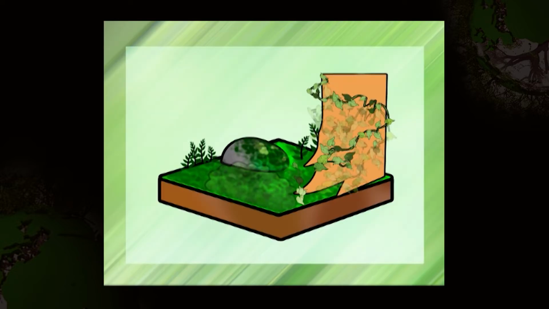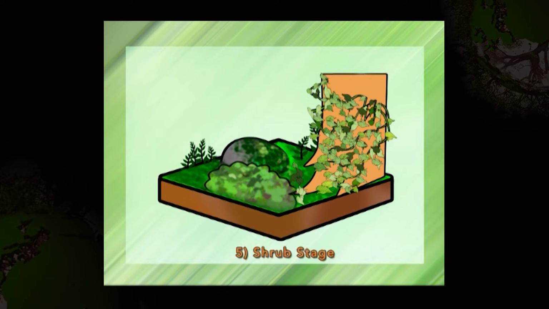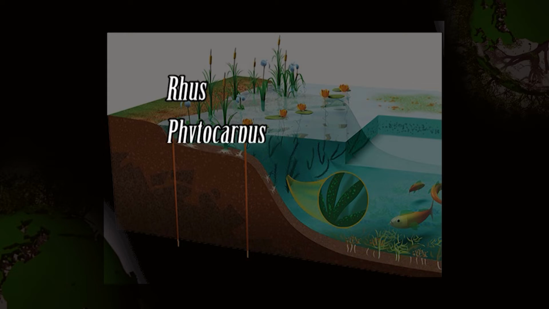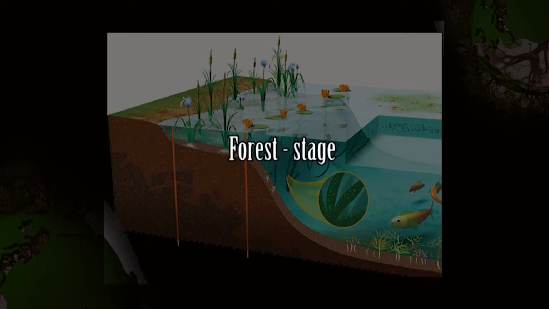Due to much accumulation of soil, the habitat becomes suitable for shrubs which start migrating in the area. Species of Rhus, Phytocarpus, Ziziphus and Capparis dominate this stage. The shrubs overshadow the herbaceous vegetation and produce more organic matter. These shrubs are finally replaced by trees which make up the climax community. Shrub stage is then followed by forest stage.